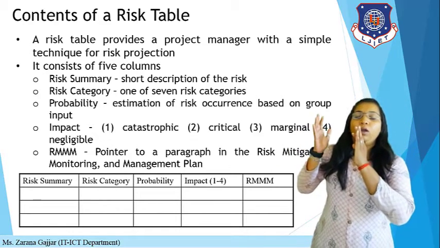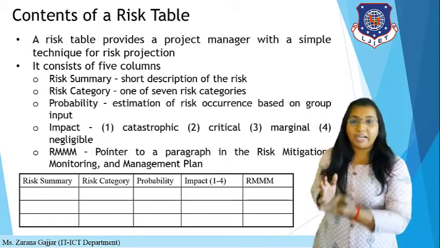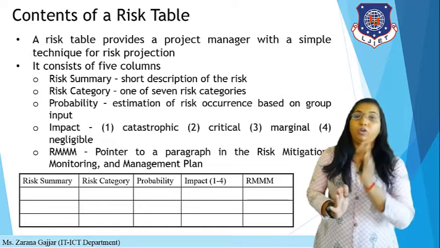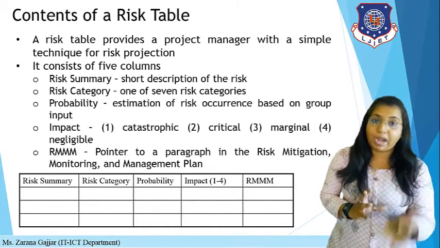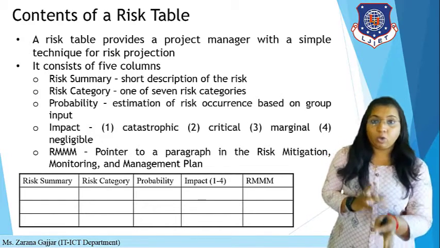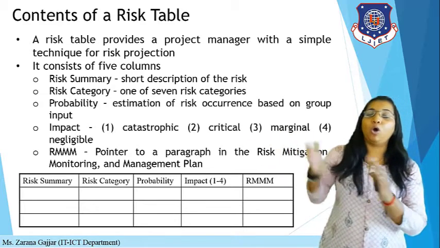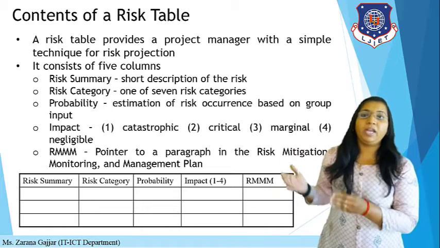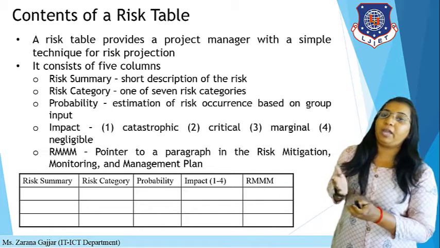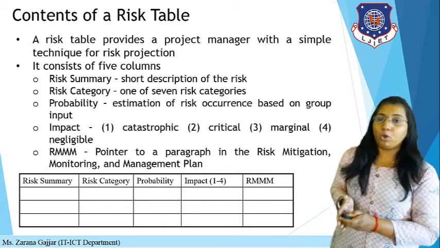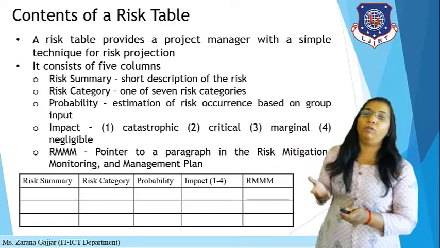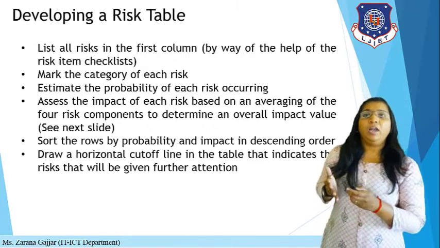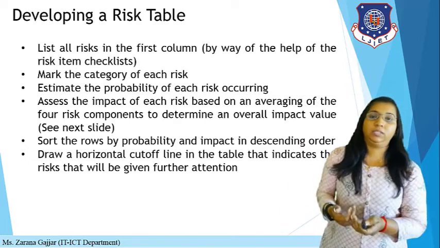So if you have any risk, then how you mitigate that risk, how you monitor it, and what the management plan for that particular risk is. So the risk table contains all these columns: risk summary, category, probability, impact and RMMM. This is about the content of a risk table. Now let's discuss how to develop a risk table.